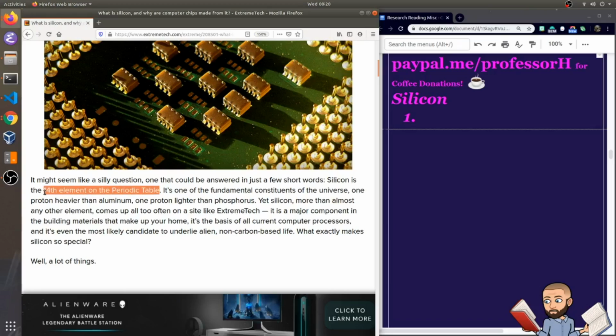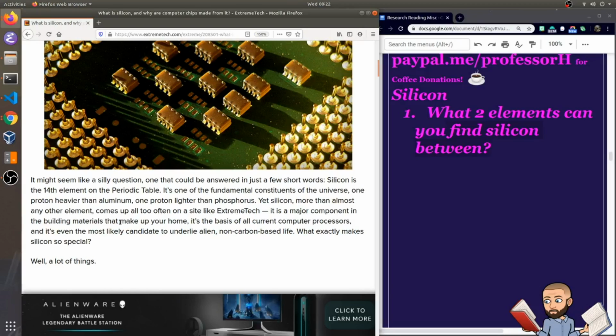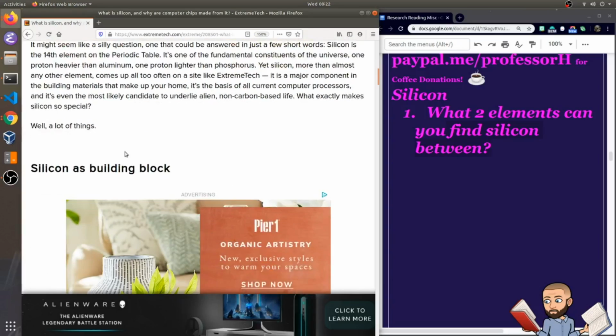He starts by saying silicon is the 14th element on the periodic table, 1 proton heavier than aluminum, 1 proton lighter than phosphorus. So that's a great first question for us. What two elements can you find silicon between? And though aluminum and phosphorus won't be so common in your home, he says here silicon is, and it's also the basis of all current computer processors. The basis, right? And as a joke, or maybe not, he's saying silicon is the most likely candidate to underlie alien non-carbon-based life forms. So why is it so special?